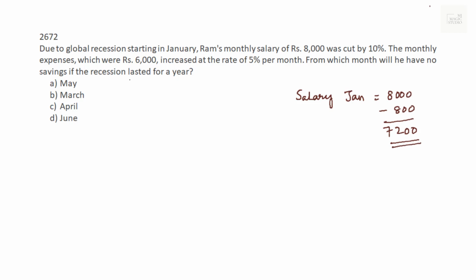The monthly expenses, which were 6,000, increased at the rate of 5% per month. Okay, so expenses were 6,000. If we assume that they are starting from January, so in January expenses were 6,000 into 1.05, it would be 6,300. Now it is increasing per month. From which month will he have no savings if the recession lasts for a year?